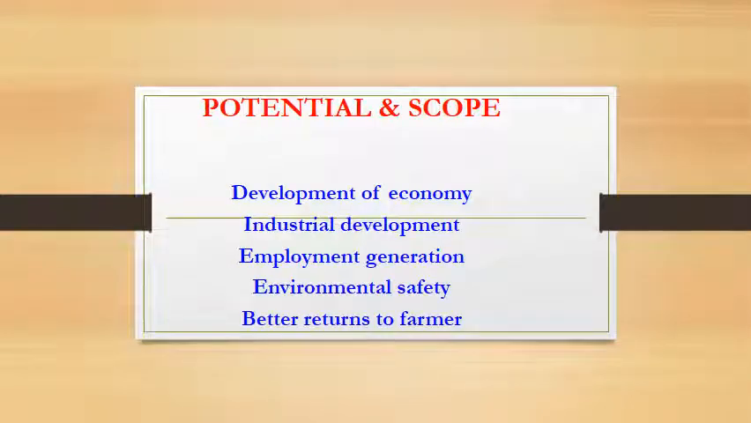Here we will see the potential and scope of animal byproducts utilization. As you can understand, there is a large quantity of byproducts which can be collected from the slaughterhouses, and that can help in development of the economy. If all of them are properly collected, processed and marketed, side by side it can help in industrial development, and it can have a huge impact on employment generation. Also, it can play an important role in environmental safety.